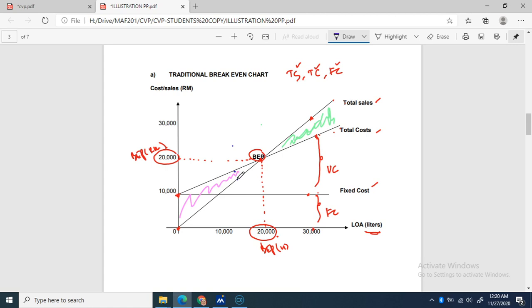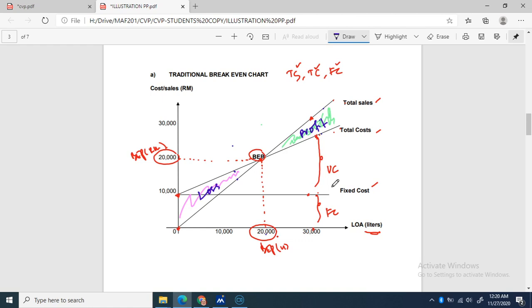Okay, cost is higher than sales, so this area is a loss area. After BEP, the total sales is more than total cost, so this is a profit area. From this graph, it shows that when the company wants to get a profit, they have to sell more than 20,000. At this area you get the profit.